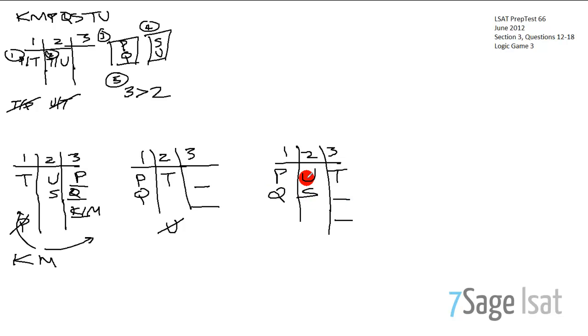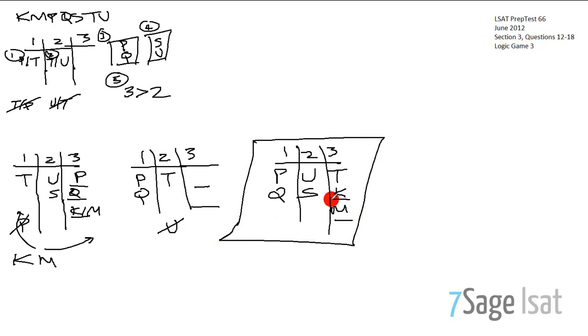Which means that P, Q, U, S, and T are all filled up. Well, we know that there's got to be 2 people here in order to satisfy this 3 greater than 2 rule, right? So that means that K and M have to be here. In other words, this scenario is already completely defined for us, right? This is 100% of the time, if T is in 3, this has to be true. Which just leaves this scenario, right?